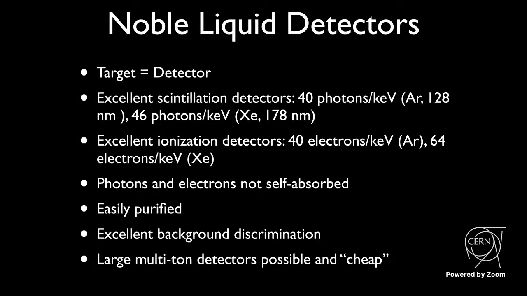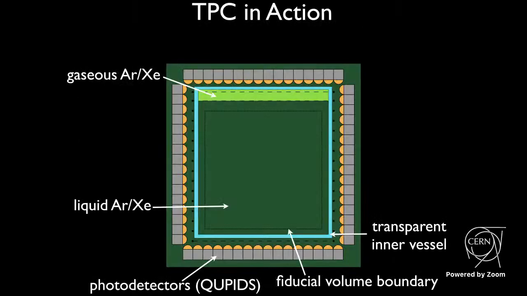These targets are excellent scintillation media, with very abundant scintillation light, well beyond what is possible with crystals. And they are also excellent ionization detectors. As we said the other time, there is no self-attachment of electrons to the atoms because they have complete shells. The photons are not self-absorbed. The materials are easily purified, and there is an excellent background discrimination.